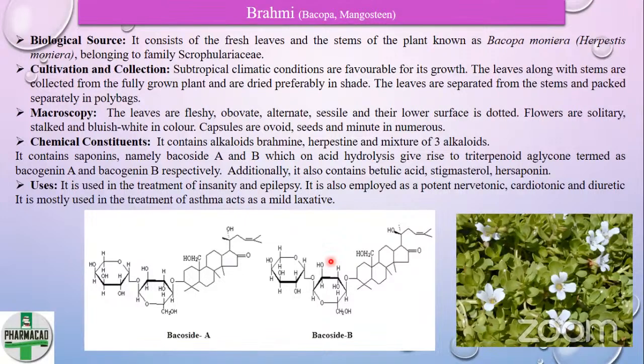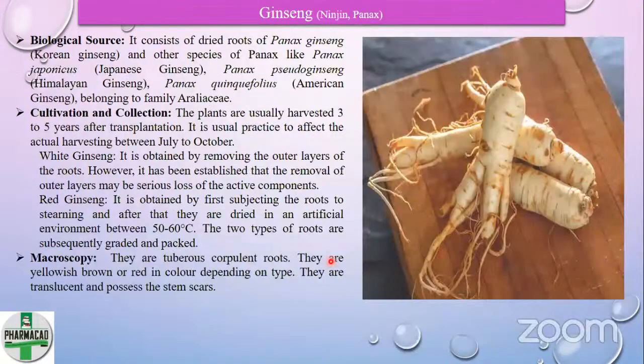The last drug that we see for today's session is ginseng, okay, which consists of dried roots of Panax ginseng. Now, if you have a look, it has many biological sources, depending on the geographical source. Like Panax ginseng is Korean ginseng, Panax japonicus is Japanese ginseng, Panax pseudoginseng is Himalayan, and Panax quinquefolius is American ginseng, all belonging to family Araliaceae. Okay. Now, what is the difference between white and red ginseng?